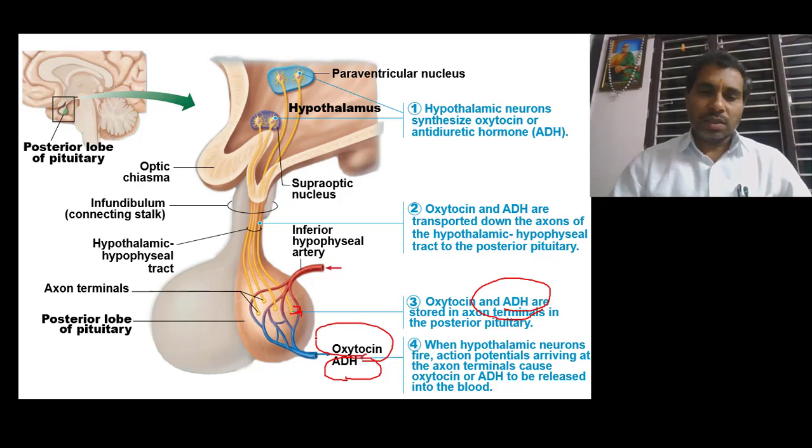Oxytocin has effects on different parts of the body, and ADH also has effects on different parts of the body. Oxytocin affects the mammary gland, and also affects the pelvic region of the woman, the uterus, to release the baby. And ADH acts on the kidney to absorb sodium and other ions into the body. So like this, there are different functions of these hormones.